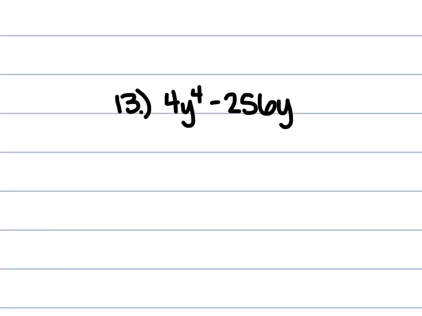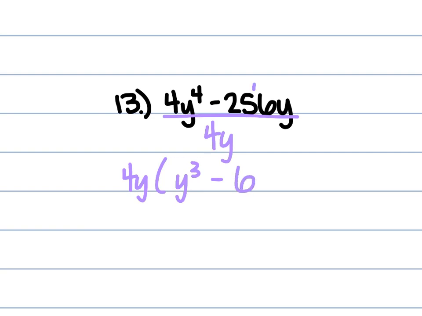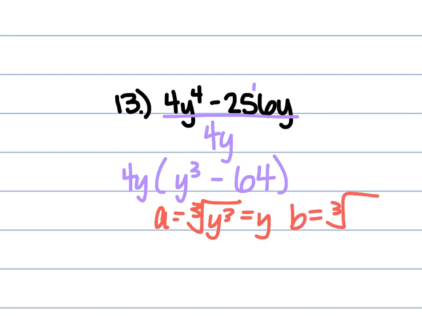For 13, we have 4y to the 4th power minus 256y. So we're first going to start by dividing out a 4y, which is our greatest common factor. We're going to be left with y cubed minus, 4 goes into 25 6 times with 1 left over, 4 goes into 16 4 times. So 64. We can now do a difference of cubes. Our a is going to be the cube root of y cubed, which is y. Our b is the cube root of 64, which is 4.